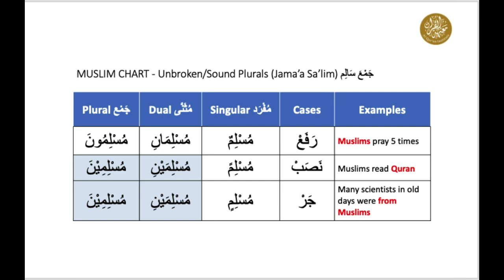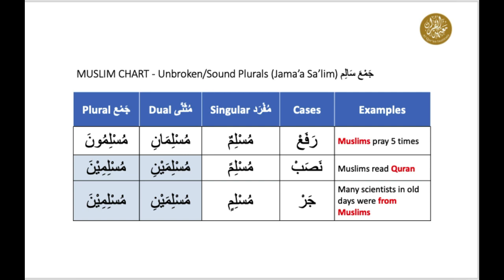Finally, plural. Muslimuna, Muslimina, Muslimina. So what are the changes here? With Muslimun, una has been added at the end to make it Muslimuna. Muslimun has become Muslimuna, and that is marfu or rafa status. Musliman, which is mansub or nasab status, has become Muslimina. So you can see ina has been added at the end of Musliman to make it Muslimina. Similarly, Muslimin, which is majroor or jar status, has become Muslimina as well.